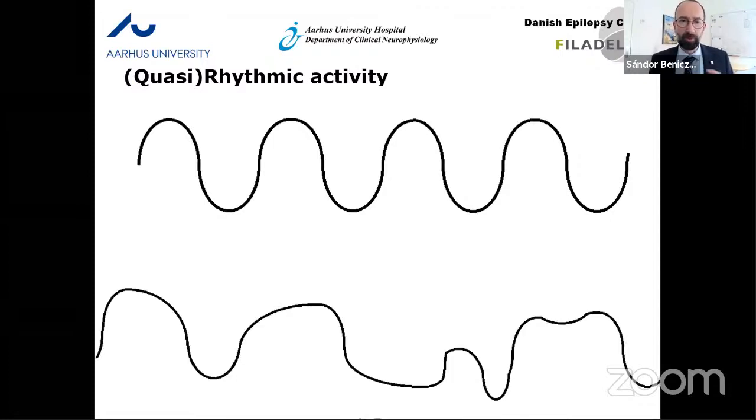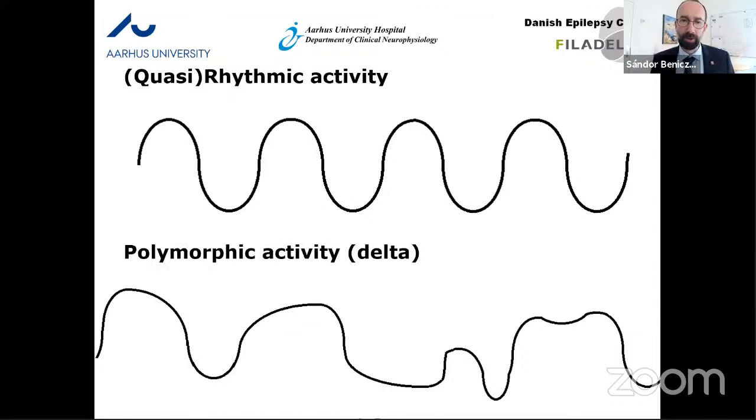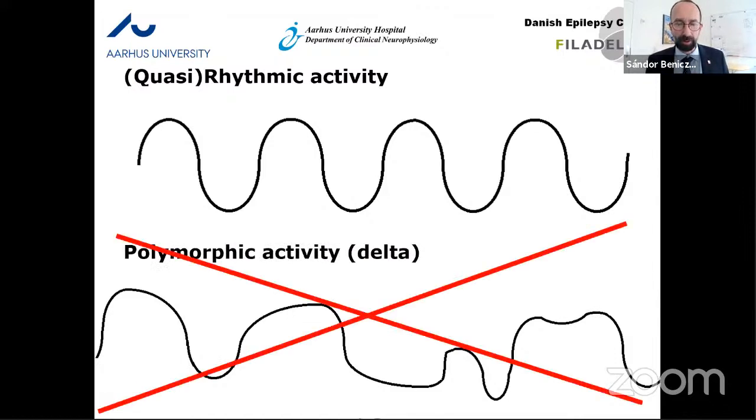And this is very different, qualitatively different from a polymorphic delta activity. So this is not what we mean when we say this is a rhythmic or quasi-rhythmic activity. So the cycles within this rhythm need to resemble each other at least 50%. I know this is very, very difficult to measure, but at least 50% resemblance you need between the discharges.